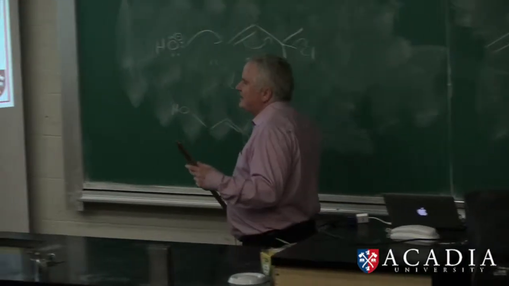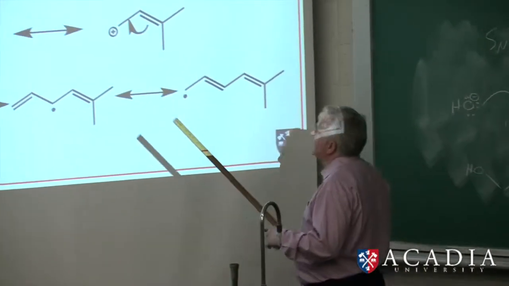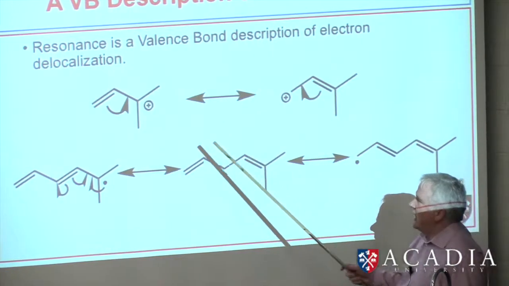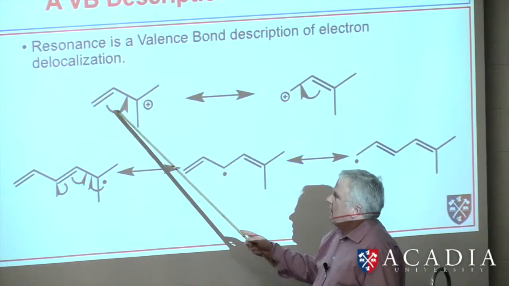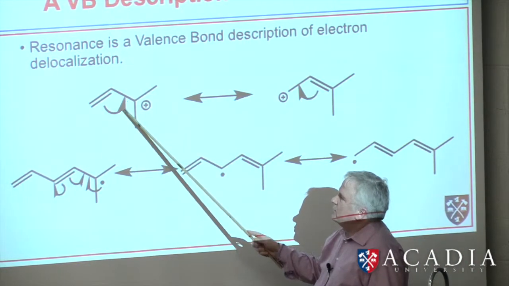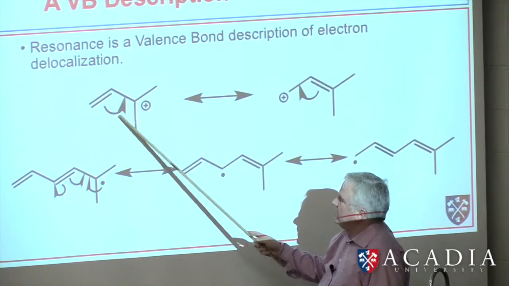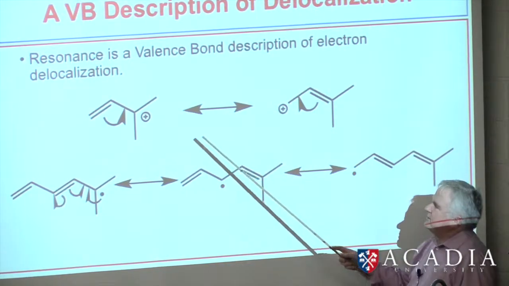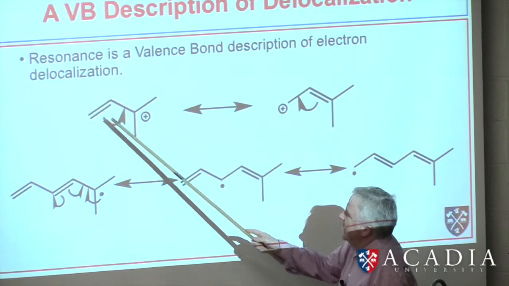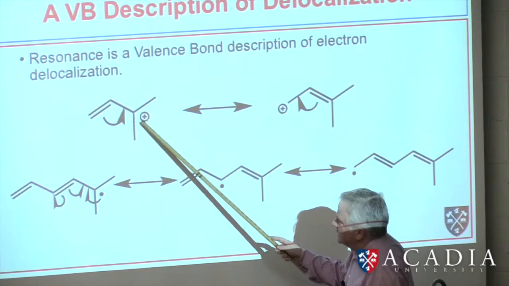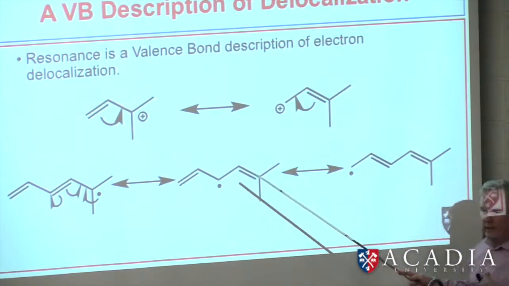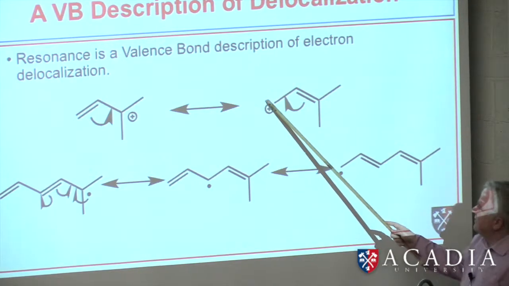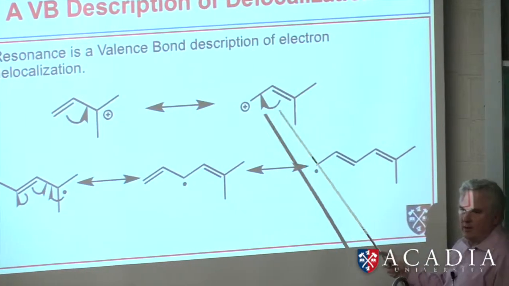So resonance is a valence bond description of electron delocalization. If we take a look at our allyl system, we can use resonance arrows, and here we have a double-sided curly arrow to indicate that the electrons are delocalized between this carbon atom and this carbon atom. We can put the charge there, or we can do a thought experiment and move our electrons and get the positive charge over to this carbon.